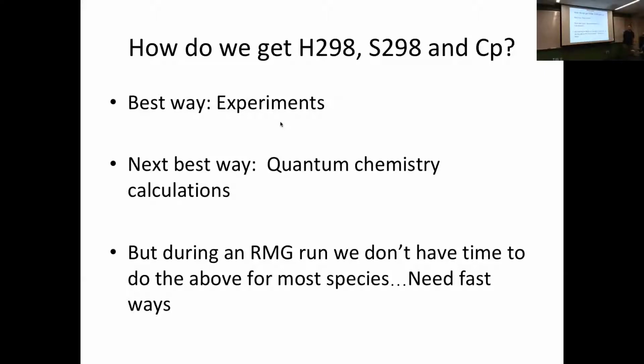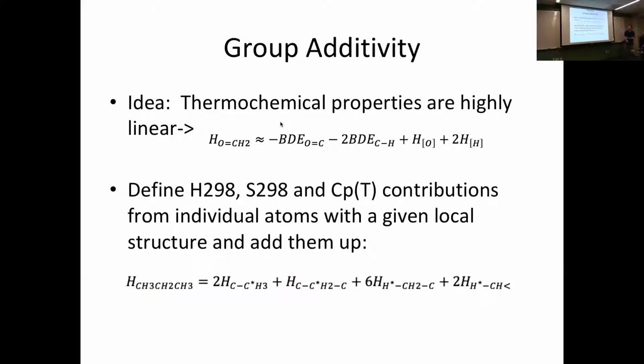The next best way is to run quantum chemistry calculations. The problem is that both of these things take a really long time. And during an RMG run, of course, you don't have time to email an experimenter and ask them to go run an experiment. And while we're starting to look at ways to run some quantum calculations within RMG runs, in general, you don't have time to run quantum chemistry for everything. So we use some very simple methods to estimate these that are very fast.